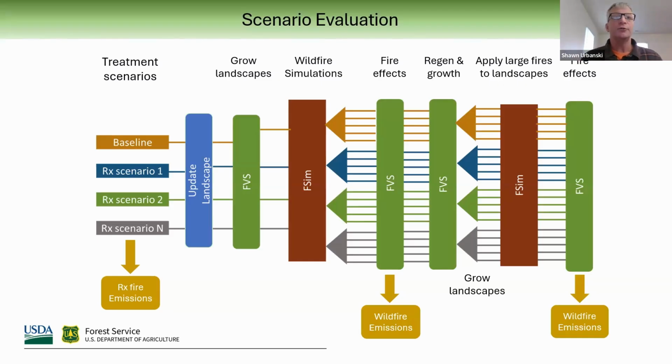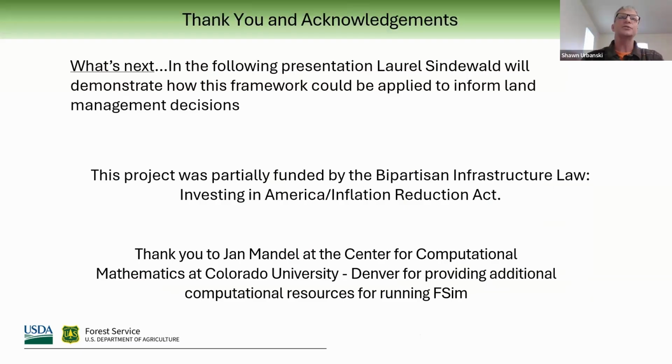We come up with different results, different probabilities. One of these could be the baseline scenario. Land managers can use the outcomes from these different scenarios to get an idea of whether or not these scenarios are not only achieving their land management objectives, but are they producing less smoke in the long run? And can they use that as part of the justification for local communities for increasing prescribed fire in current day?